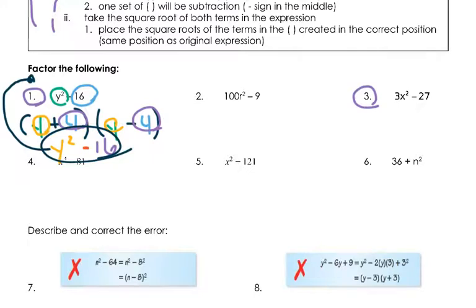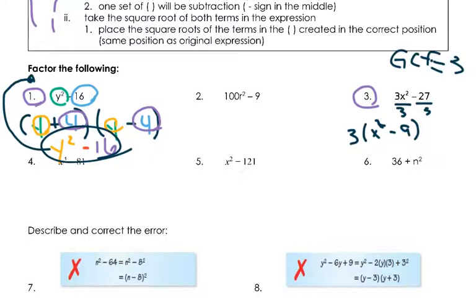If we're looking at number 3, you want to start with asking yourself the question, well, does this have a GCF? Does 3x squared minus 27 have a GCF? Well, yeah, the GCF here would be 3. So I could first divide each term by 3, find the GCF, and I would have 3, and then 3x squared divided by 3 would give me x squared, minus 27 divided by 3 would give me 9.